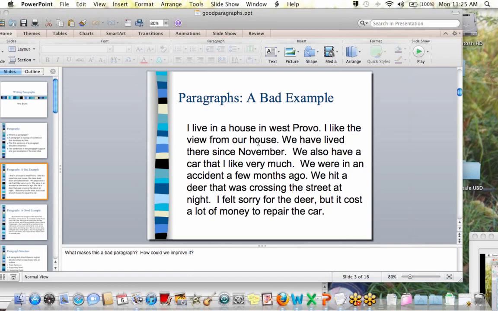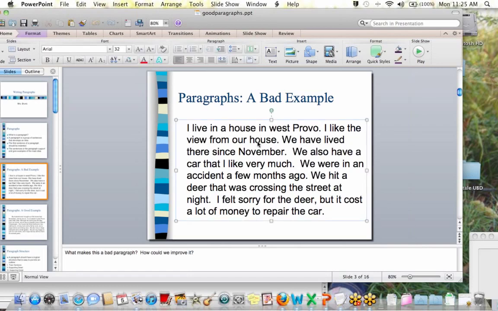Why is this a bad example of a paragraph? Give me your thoughts. Will? No details. Yeah, there's really no details. Michael, did you have a thought about why this is a bad paragraph?